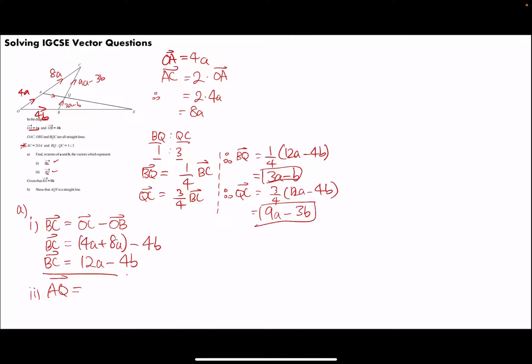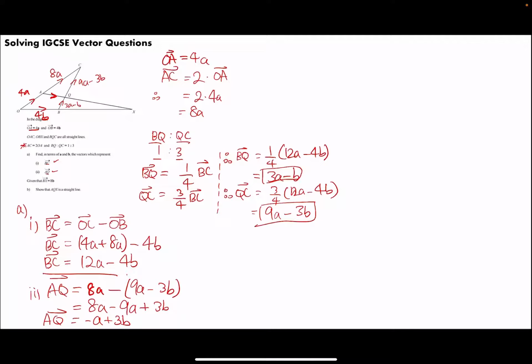Okay, so we know AQ. It's in this direction, so we can just go from A to C and then C to Q. From A to C, that is just 8A in the upward direction. But then QC, Q to C, is 9A minus 3B, so we need to multiply it by negative 1. Subtract it, basically. So that is 8A minus 9A plus 3B, which is negative A plus 3B. So we know AQ as well. I hope it's correct.